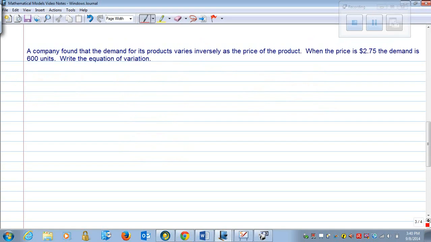The next example says a company found that the demand for its products varies inversely as the price. Okay, so demand varies inversely as the price. So we would have y equals, inverse would be k over x. In this case, this is our y, so demand is equal to k over the price. And this is what our equation would look like at the beginning.